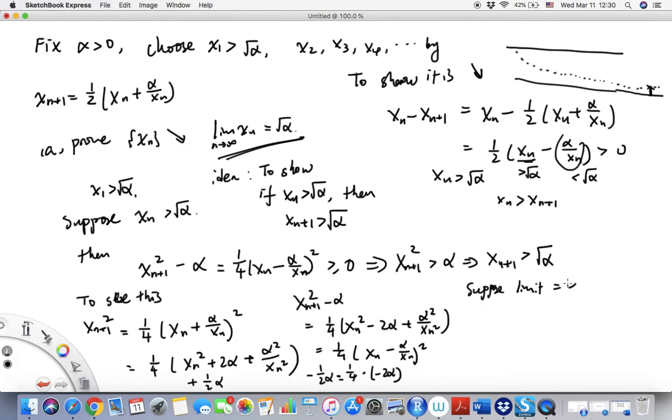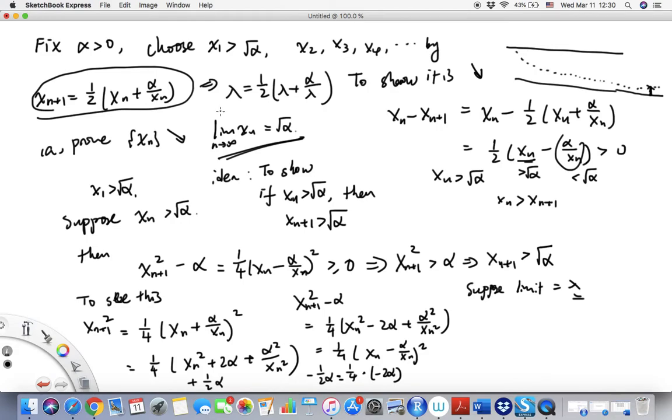Limit equals lambda. Then by this relation, we must have lambda equals 1/2 lambda plus alpha over lambda. Because as you can imagine, if this sequence converges at all, which we know it does, it's a bounded monotone sequence, so it converges. Then if n is big enough, xn plus 1 and xn are both very close to the limit. The limit is lambda, so we necessarily have this relation. And then you solve for lambda.